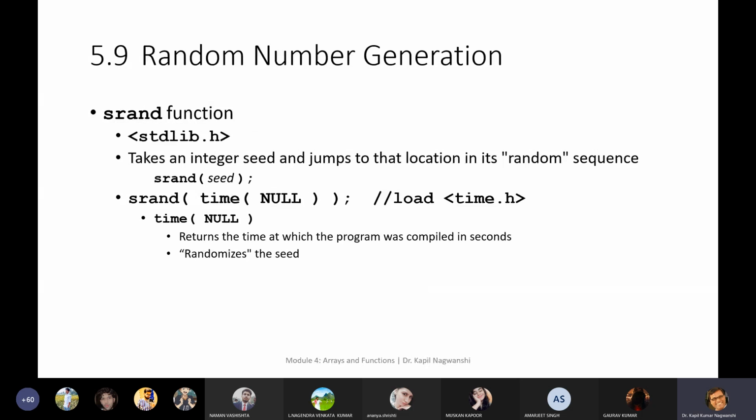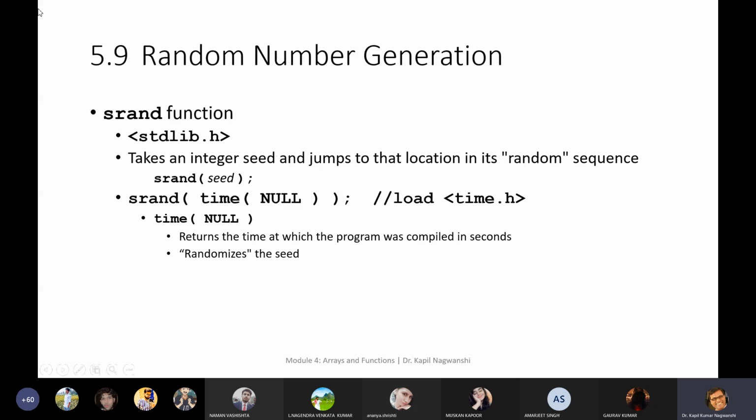Srand function is also a part of stdlib.h. It takes an integer seed and jumps to that location in its random sequence, srand and then seed. So I will show you the output. I cannot explain directly. Okay. Srand(time(NULL)): load time.h for the time function, and it will return the time at which the program was compiled, in seconds. Okay. So randomize the seed.